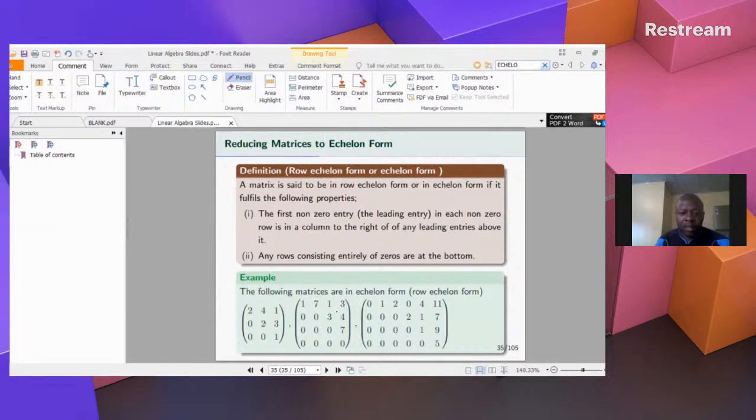Now, what is important in today's lesson is how to reduce a matrix to echelon form. If you're given a matrix and you're asked to reduce it to echelon form, what are you supposed to do? So let's look at examples. I want to look at an example where I'm reducing a matrix to echelon form. Just a minute, let me do this first.